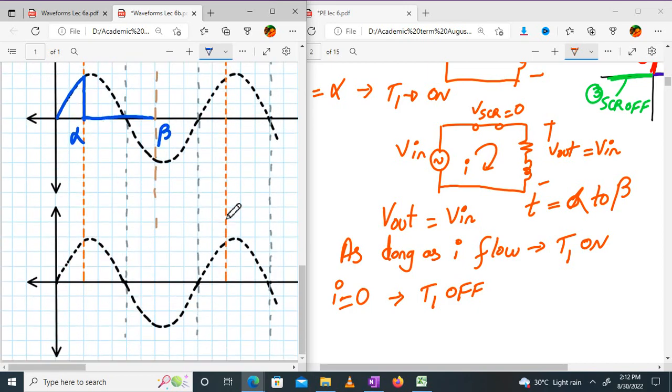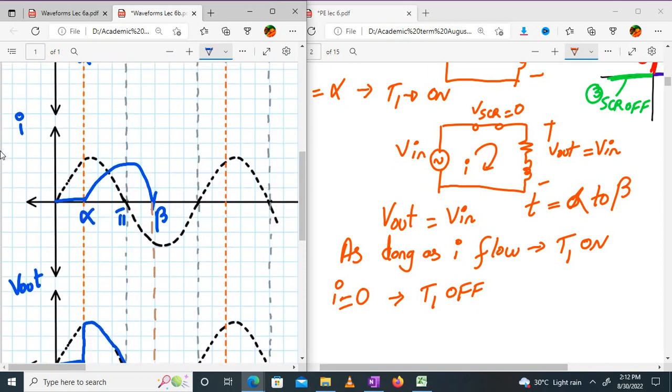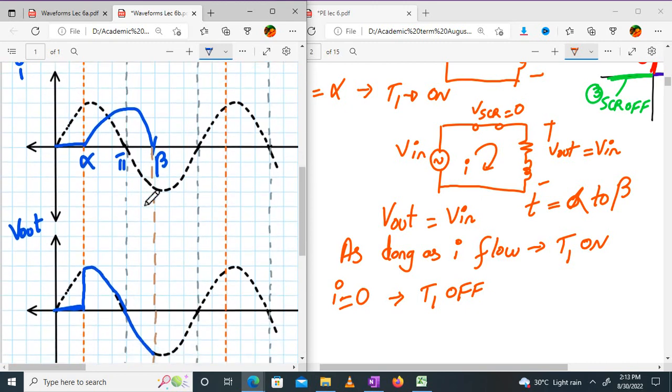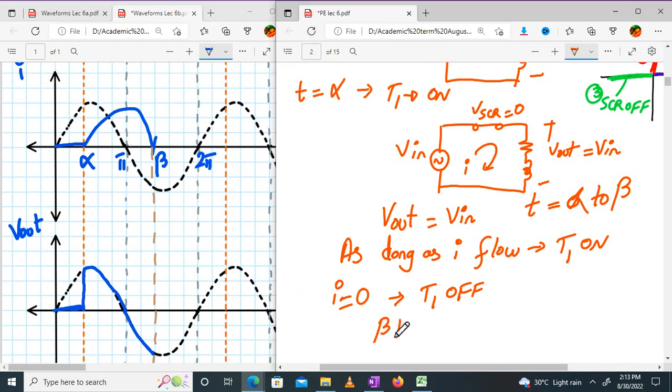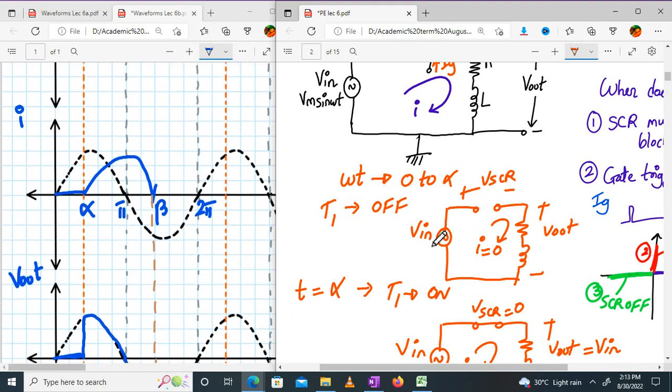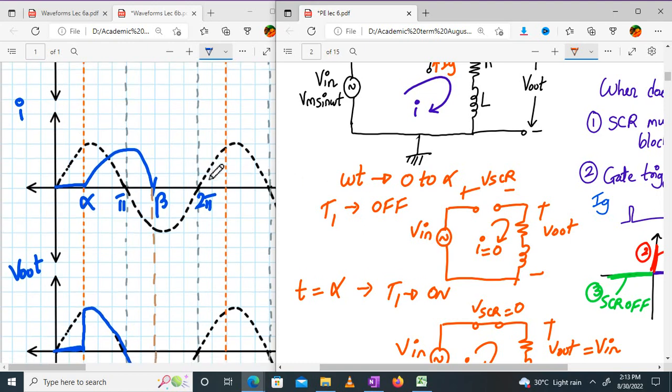Okay, what about current? We have already drawn the current, right? Now what happens after that? From beta to 2 pi, what happens? The current is 0, T1 is off, the thyristor is off. That condition has come. When the thyristor is off, what happens? The voltage across the SCR is equal to V in and V out is equal to 0. Correct? Now see here how I am drawing. Current also will be 0 only, right?